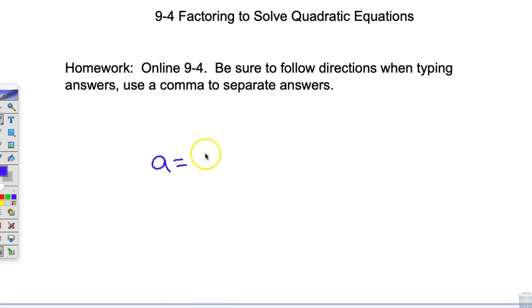So if your A value, say, is 4x squared, that 4, like in the example that I did here, would make it a more challenging problem. So when that happens, you're going to multiply the A value times the C, and then look for the sum of those values to be your B value.